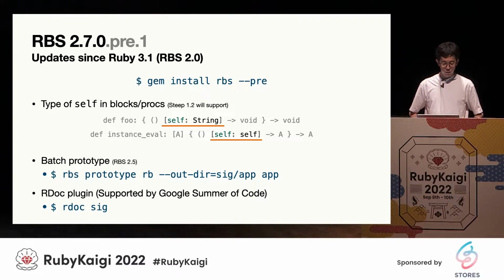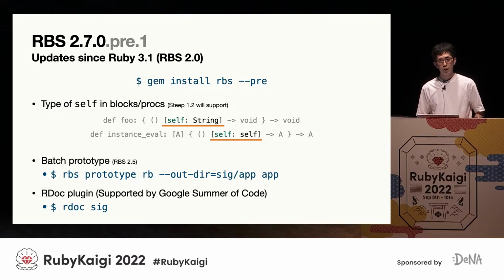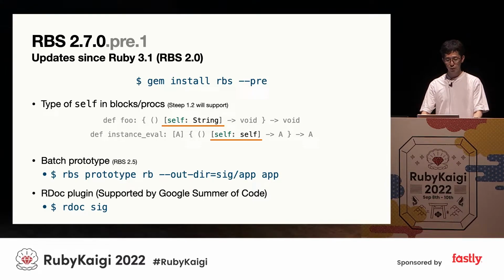Another feature I want to introduce is the RDoc plugin. This is a project supported by Google Summer of Code, and I'm mentoring one student, and he implemented this one. It will generate the RDoc documentation from RBS files. Instead of from the RB files, it scans the RBS files, detects the class definitions, module definitions, and method definitions, and makes an RDoc output.